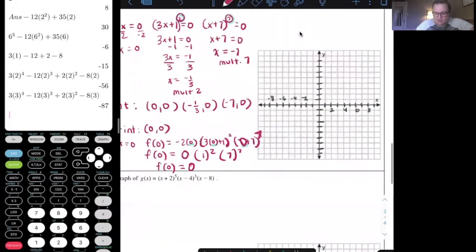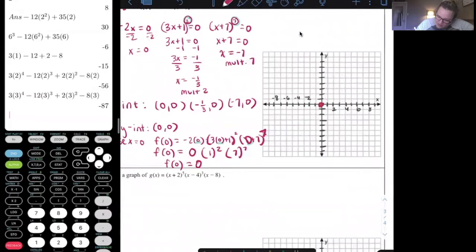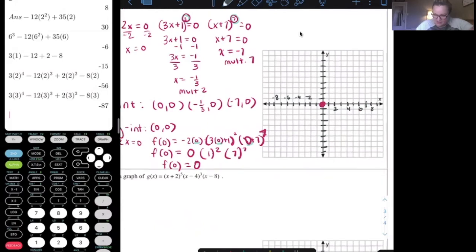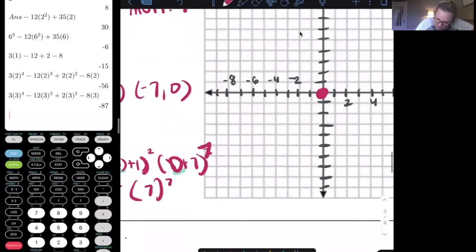So we're going to plot our x-intercepts, (0, 0), which is also our y-intercept, (-1/3, 0), and (-7, 0). Oh, I said -7 and then plotted +7. That's silly. (-7, 0) is here. And then -1/3, can't even fit on this graph. It's like here. Okay.